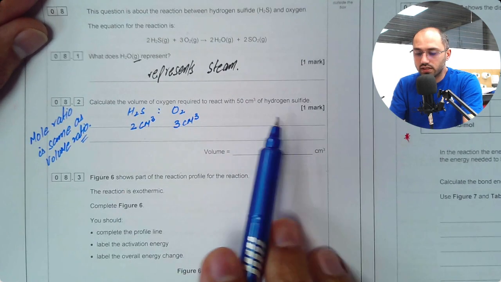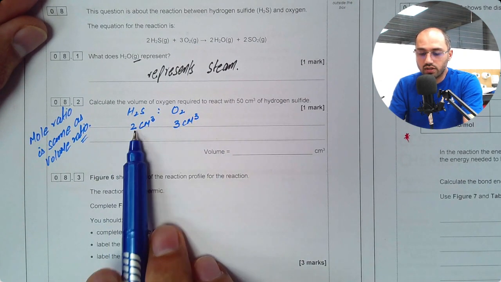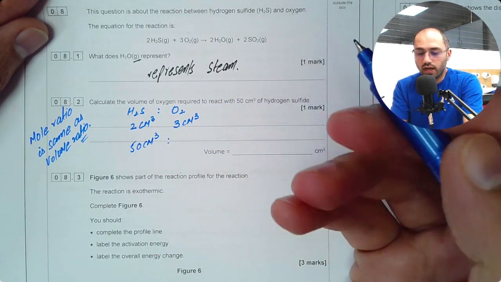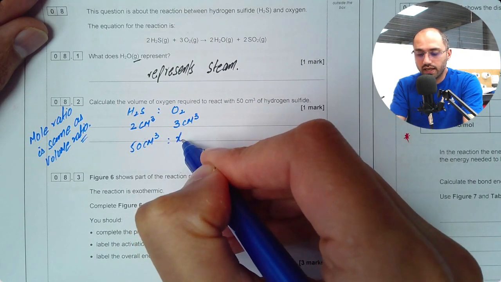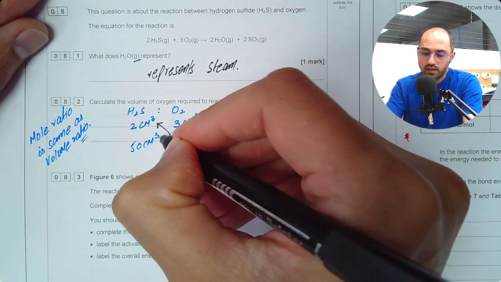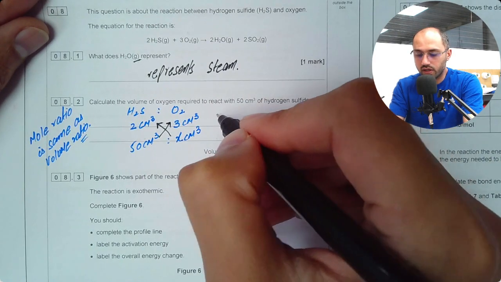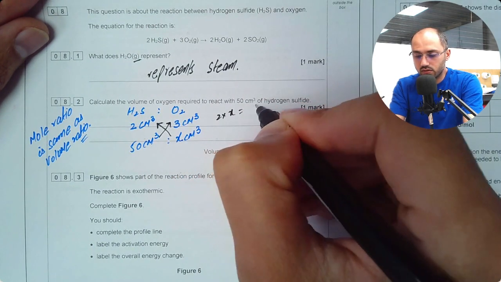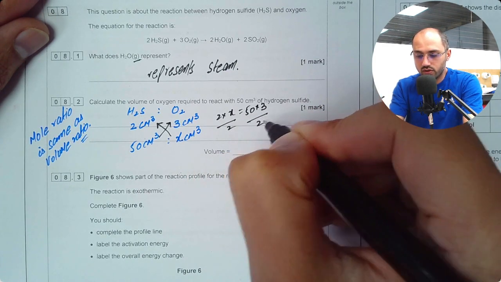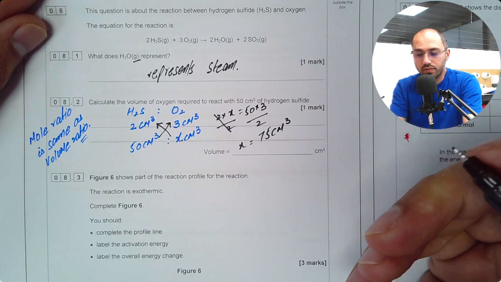Now the question says you have been given 50 centimeter cube of hydrogen sulfide. So under hydrogen sulfide, I'll write down 50 centimeter cube. I don't know how much oxygen will be needed, so I'll say X centimeter cube. Now you can cross multiply them and equate, and you will end up with your answer once you have solved that expression. So it will become 2 times X equals 50 times 3. You divide both sides by 2. This cancels out, leaving you with X being 75 centimeter cube.